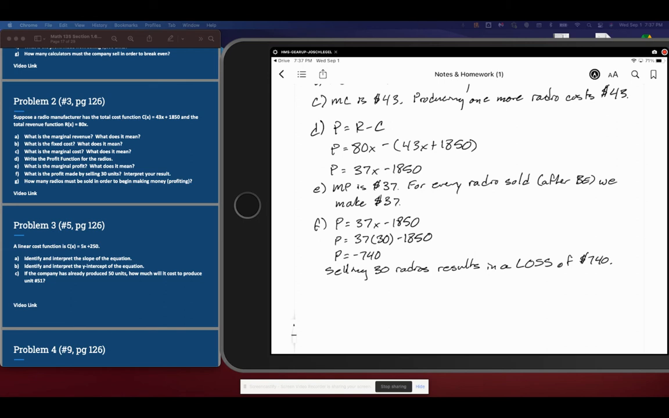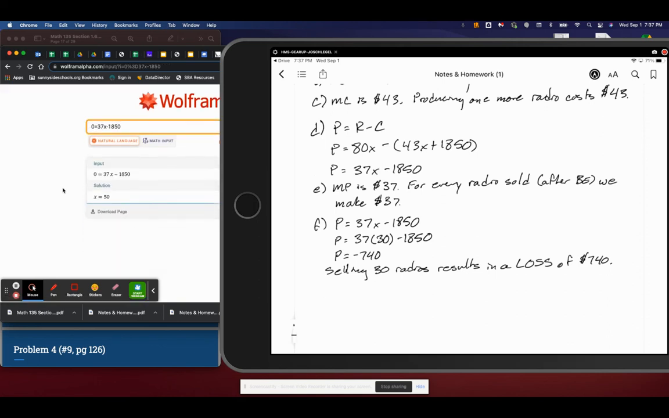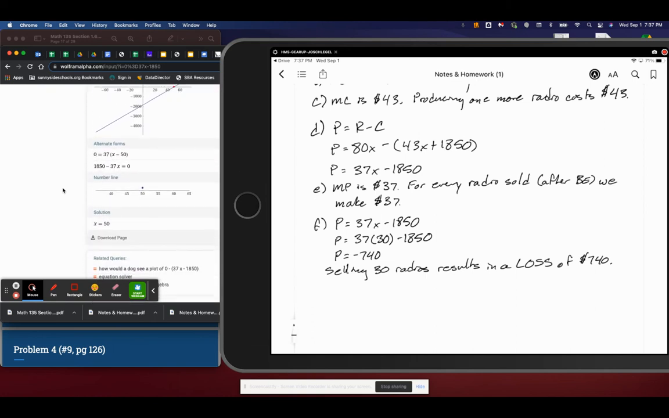And we're asked now how many radios must be sold in order to begin making money, which means that we pass the break-even point. And so we can recall that break-even occurs when profit is equal to revenue minus cost, or when the profit is 0. So I'm going to go ahead and use the profit function that I have and set it equal to 0. I could alternatively do revenue is equal to cost, and I would still get x is equal to 50.